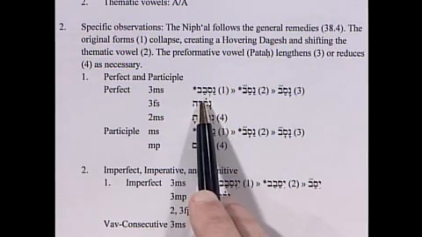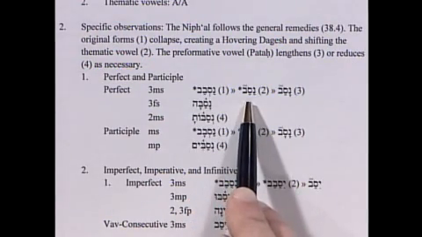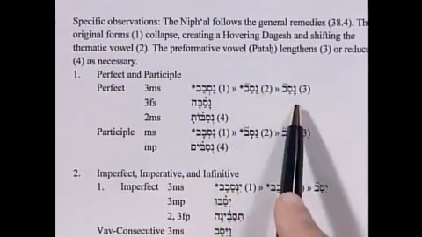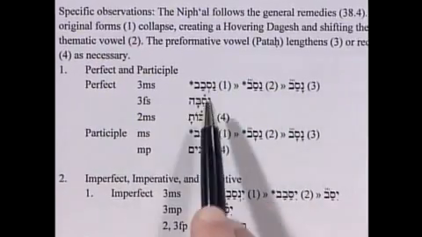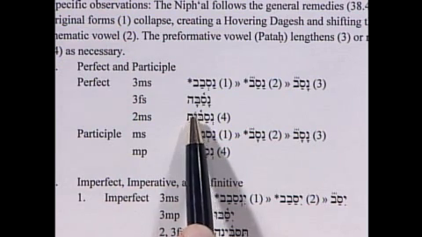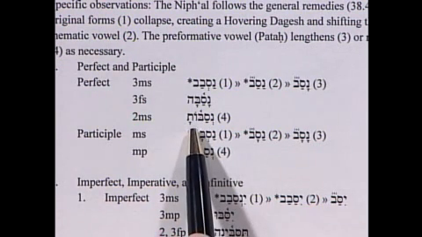For your 3MS, we're going to have the collision, as it were, and so the thematic vowel is going to shift under R1, creating the hovering dagesh. The performative is in a pretonic open, it lengthens. When you add a vocalic ending, the hovering dagesh will land.